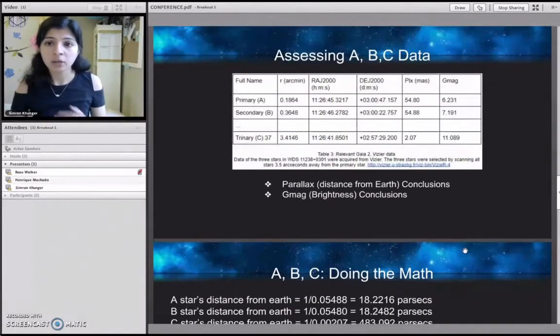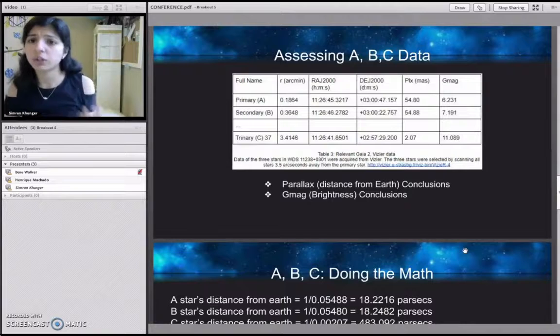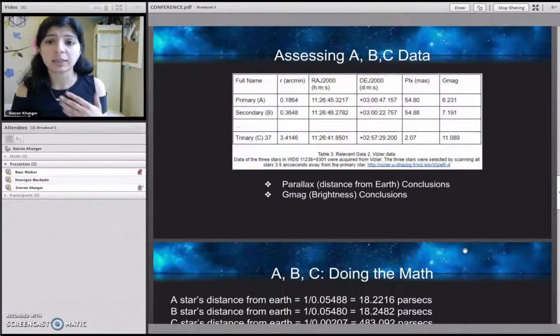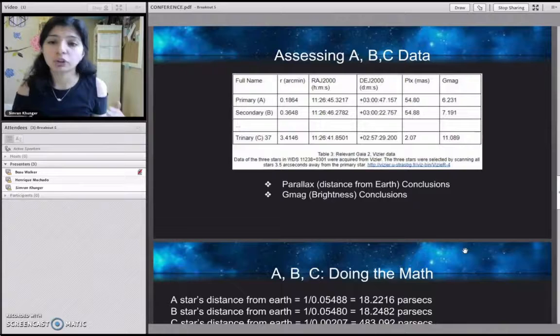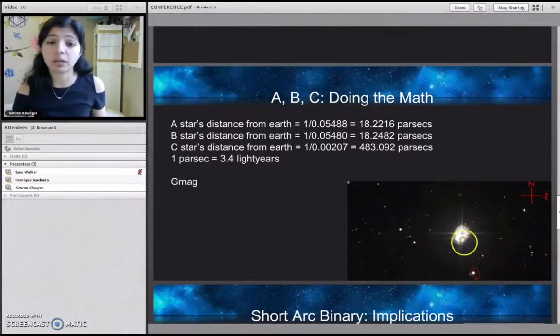But next, consider the Gmag data, where again, the inverse of these numbers tells us the brightness of each of these stars. Note that the A, B, and C stars don't have that different brightness, but if they were on the same plane, then the C star would be much brighter than just an 11 factor. In fact, it would be closer to 5, which would mean that the C star would essentially eclipse the A and B star, disallowing us to actually see all 3 in the same image.